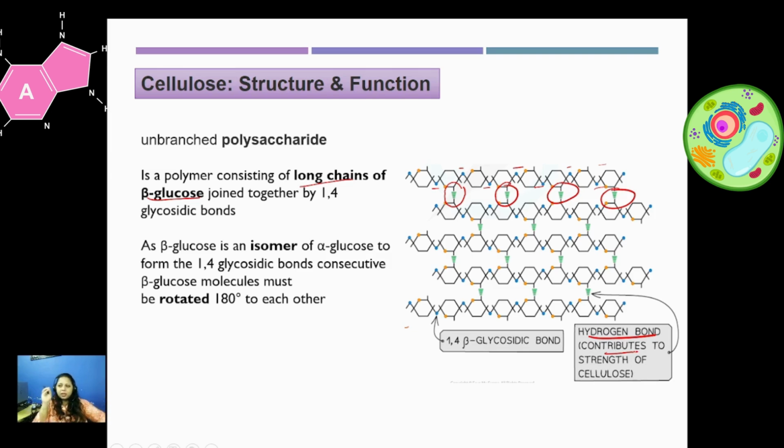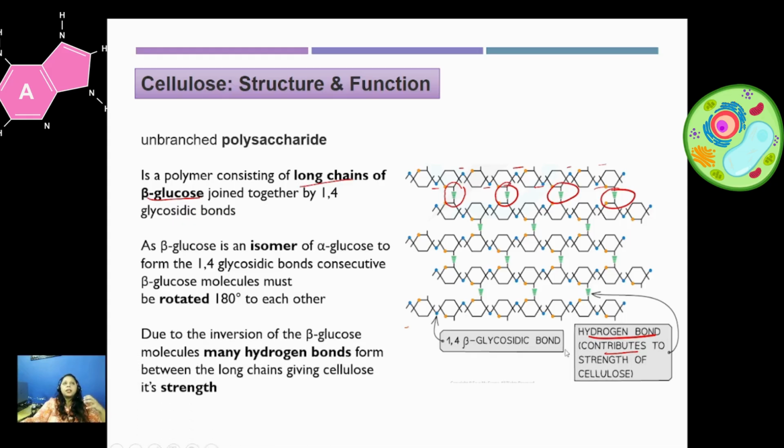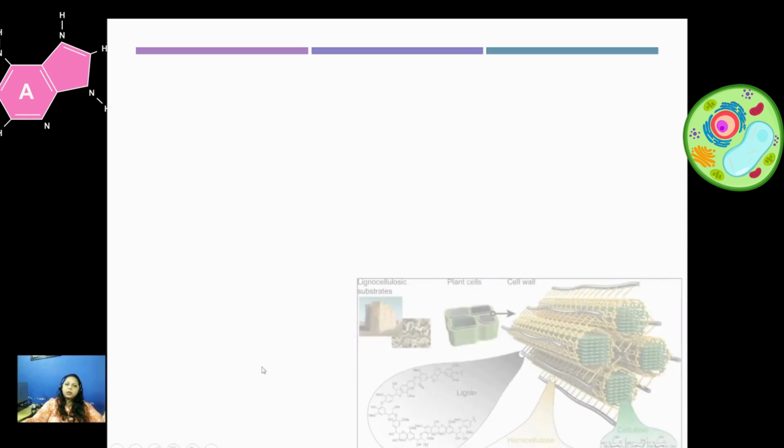We have learned in chemistry as well that hydrogen bonds are very strong when present in large numbers, and they strengthen the structure more. Though these glycosidic bonds are strong enough, extra strength is given by these hydrogen bonds. So it makes it quite a hard structure, more suitable for its function. Due to the inversion of beta glucose, many hydrogen bonds form between the long chains, giving cellulose its strength.